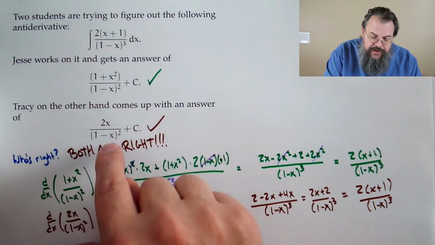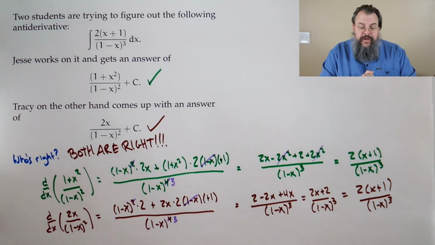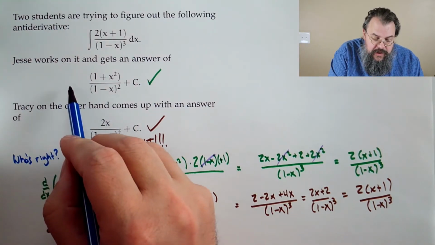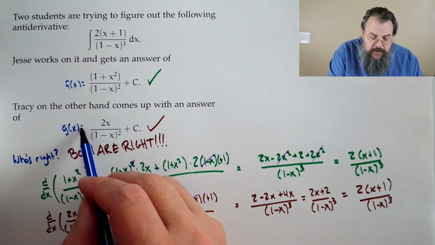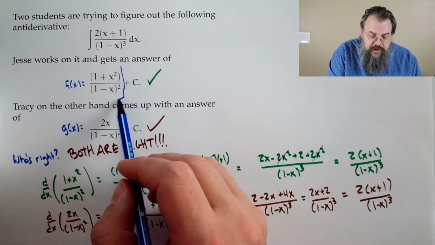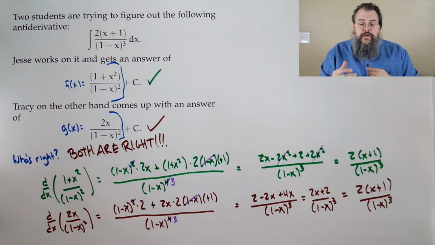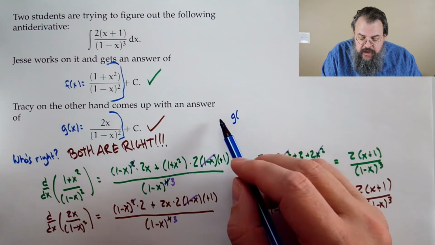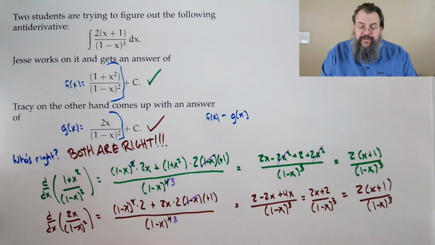Well, let's look at these two answers. Maybe they're more alike than they look. So, what can we do? Well, let's think about this as our function. Let's call this f of x, and let's call this g of x. And I'm not going to worry about the plus c. I'm just really saying f of x is this part, and g of x is that part. So what we'll do is something very simple. We'll take f of x, subtract g of x, and let's see what happens.